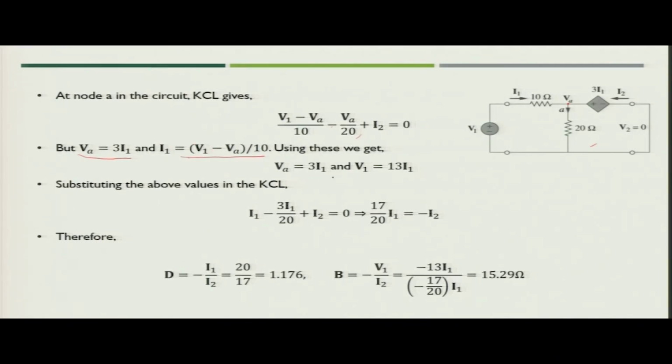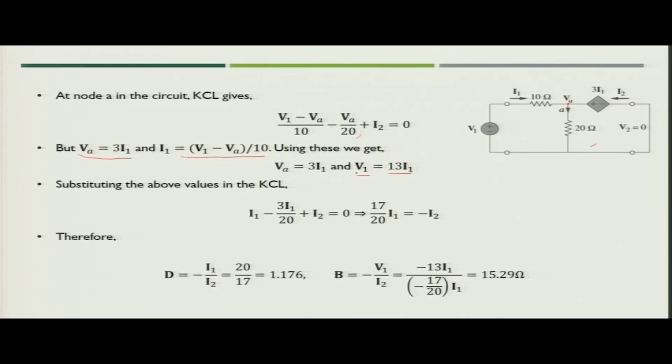So, we have these two pieces of information in our hand. Now we can find the value of V1 in terms of I1, because VA we know is equal to 3 I1. So, we can put it here, and when you simplify you get the value of V1 as equal to 13 I1. If you put VA equal to 3 I1 and simplify, you will get V1 equal to 13 I1.